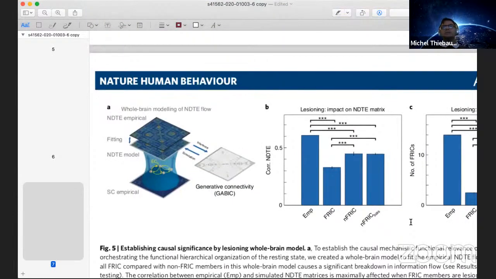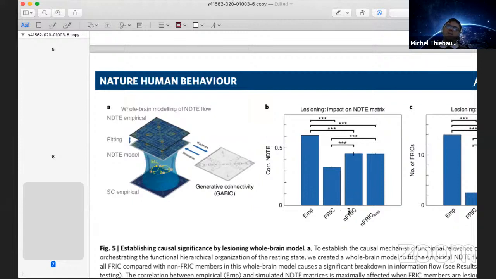Last but not least, once they establish their model and the matrix, they've been able to compute a prediction of what would happen if you were to have a lesion inside or outside the FRIC. So this is the model that they created, a virtual model of the functioning of the brain. The empirical measure compared to the model correlated at 0.6. And when they start doing a lesion inside the FRIC, you see that the correlation drops and the overall functioning of the brain seems to be impaired.